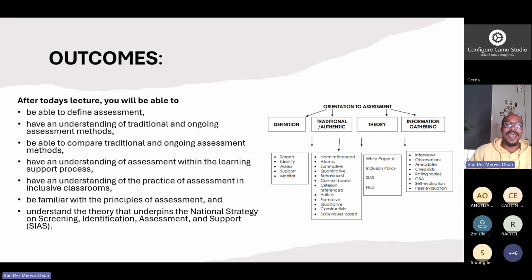You will also have an understanding of the practice of assessment in inclusive classrooms, be familiar with the principles of assessment, and understand the theory that underpins the national strategy on screening and identification, assessment, and support.